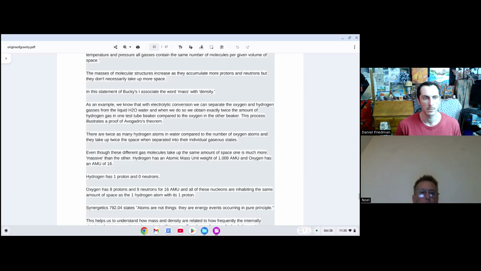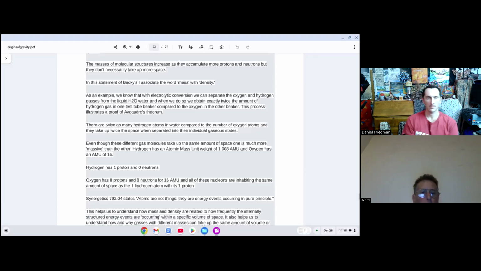This process illustrates a proof of Avogadro's theorem. There are twice as many hydrogen atoms in water compared to the number of oxygen atoms, and they take up twice the space when separated into their individual gaseous states within these individual beakers. Even though these different gas molecules take up the same amount of space, one is much more massive than the other. The hydrogen atom has an atomic mass unit weight of 1. It has 1 proton in it. Oxygen has an atomic mass unit of 16. It has 8 protons and 8 neutrons.